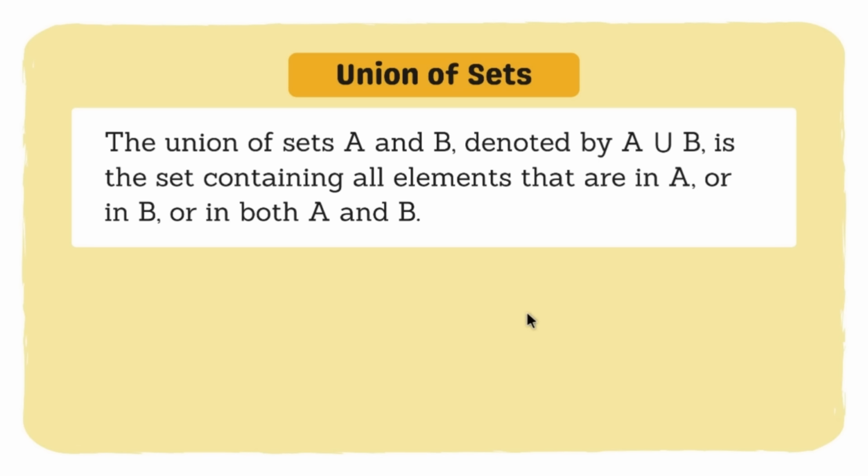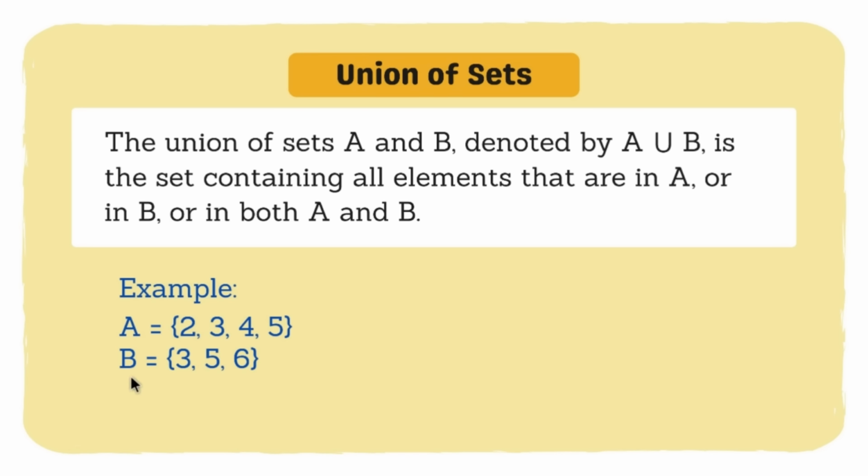Ano po ang union of sets? Let me read. The union of sets A and B denoted by A union B, ganun po ang basa nito, A union B, is the set containing all elements that are in set A or in set B, or in both set A and set B. Okay, bigyan ko po kayo ng example. So we have here example set A with elements 2, 3, 4, and 5. Now, meron din po tayo ditong isang set which is set B with elements 3, 5, and 6.